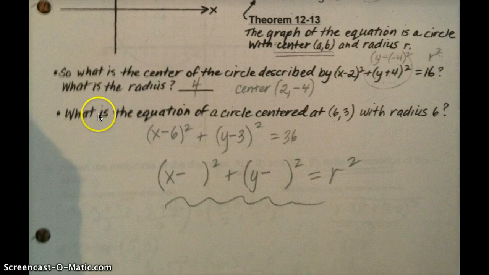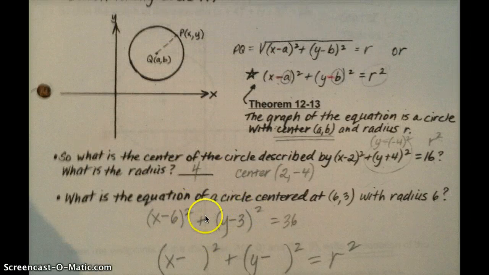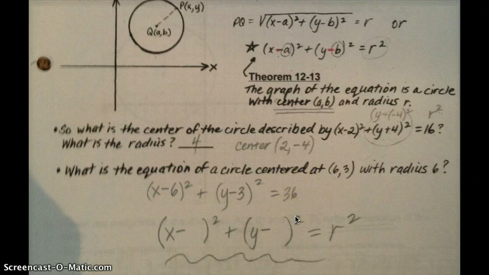So here it asks us to write the equation of a circle centered at 6, 3, and it has a radius of 6. So we're going to leave our x and y, because it doesn't tell us that. It only tells us the center. So we have x minus 6. Make sure it's minus here because this is just a 6. So this is x minus 6 squared, and then we're adding y minus 3 squared. And then it equals our r squared. So our radius is 6, so it would be 36 here.